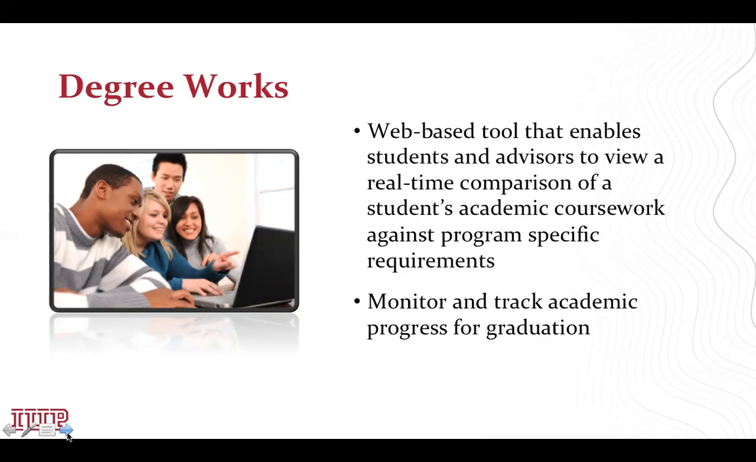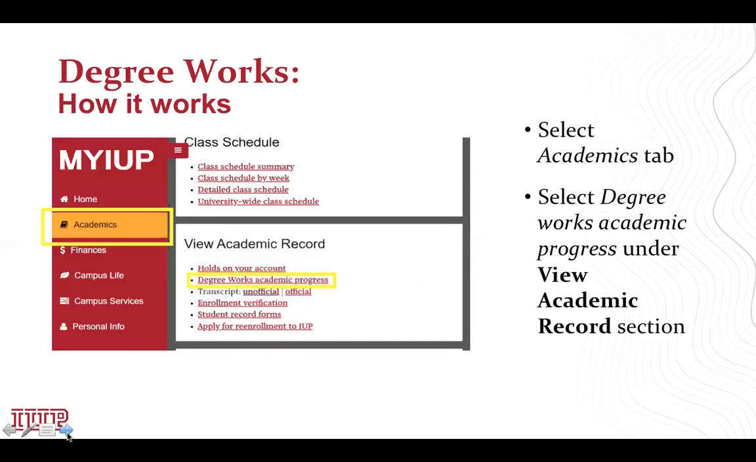DegreeWorks tracks total number of completed courses. It tracks courses enrolled in upcoming terms. It tracks transfer courses that can be applied to degree or university requirements. It tracks liberal studies and liberal studies elective requirements. It tracks courses that do not count toward completing specific degree requirements, but can be used for university credit. And it also tracks overall GPA and major GPA. To access DegreeWorks, select the Academics tab, then select DegreeWorks Academic Progress under the View Academic Record section.